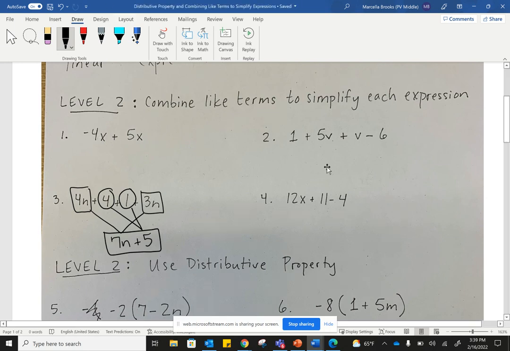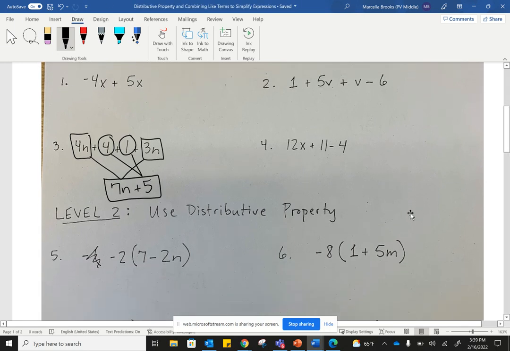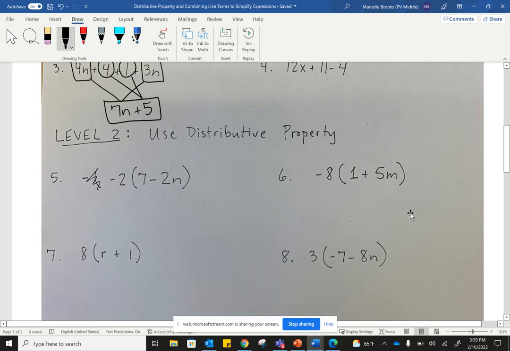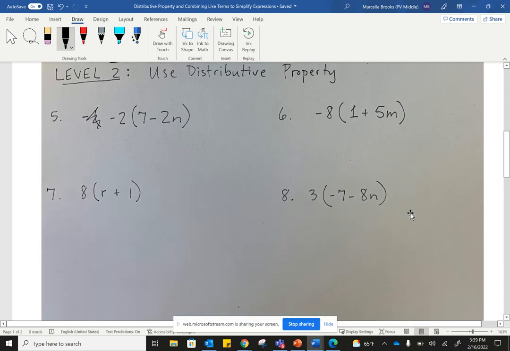Okay, so the other 3 are just combining like terms and making a simpler expression. The second section, you're going to use distributive property. So we want to see that you know what distributive property is. Okay, so I'm going to do number 5.